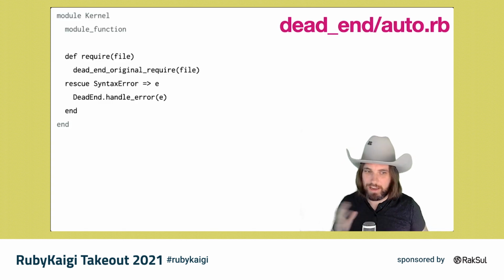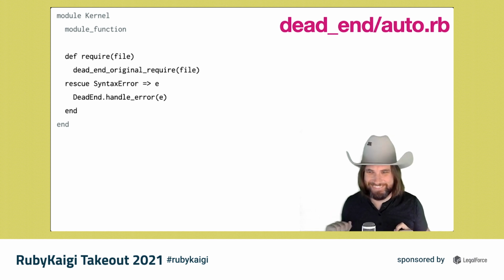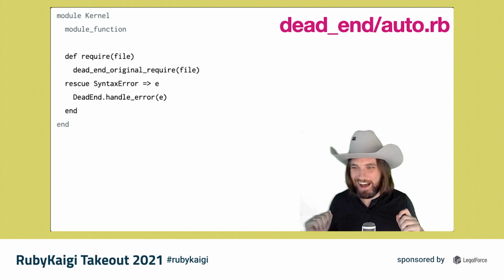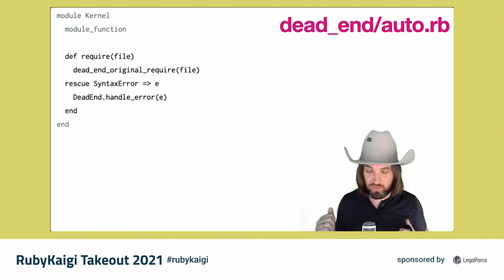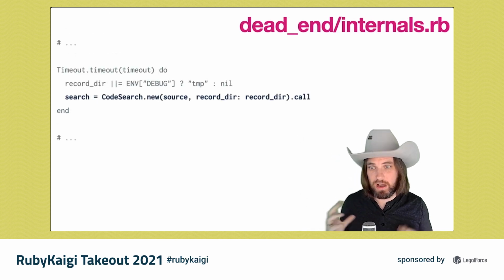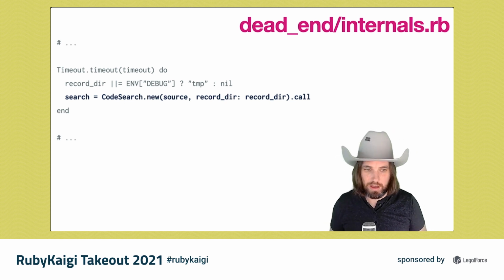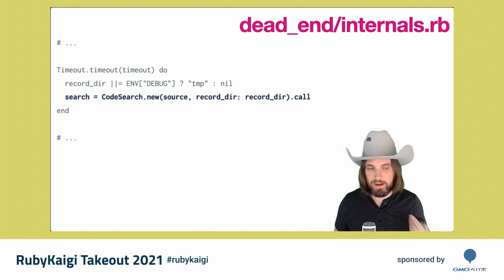Okay, so now we're going to take a look at the internals of dead end to see how it actually works. Like all good Ruby libraries, dead end uses monkey patching. Not true. It hooks into require and friends. And then when the syntax error is raised in one of those, it's passed to dead end. The source code that caused the syntax error is read to disk and then passed into a search object. We use timeout here to ensure that if there's some sort of an accidental infinite loop due to a bug or a pathological slowdown, the error always raises.